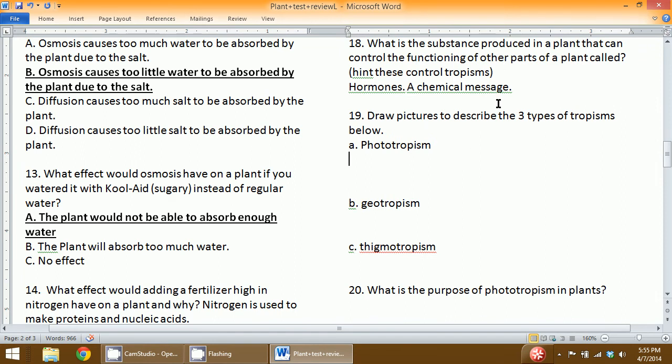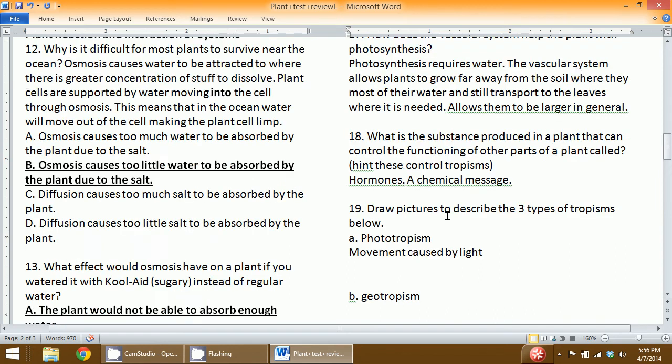Anyways, draw a picture to describe the 3 types of tropisms below. Movement caused by light. Photo means light. Tropism means a movement. Well, a phototropism is surprisingly a movement caused by light.